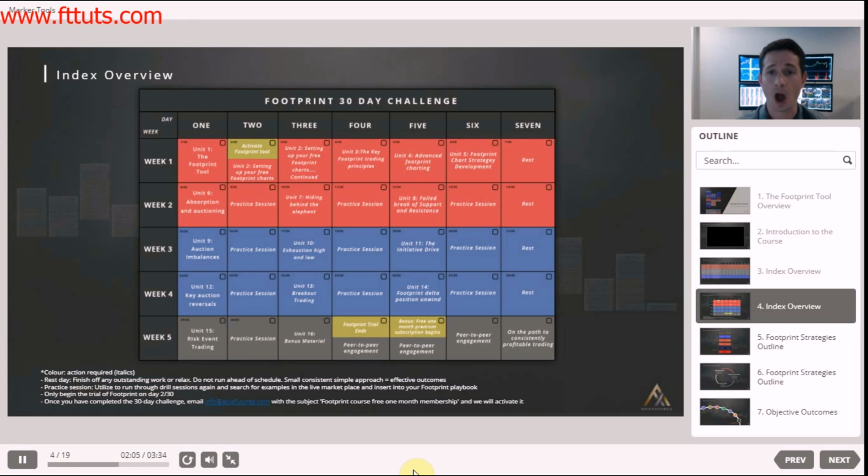Then also, what you will notice is that it's imperative that you only begin the trial of the Footprint chart on day 2, i.e. after you've completed unit 1. Note, the trial does end after 30 days, at which point you can continue your trial, but you will need to then purchase the Market Delta charting software.